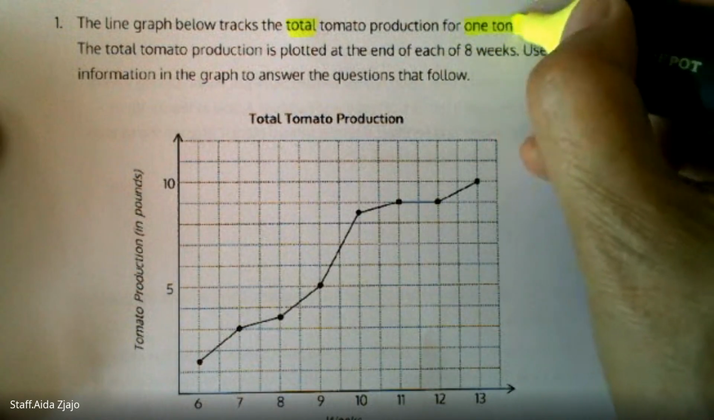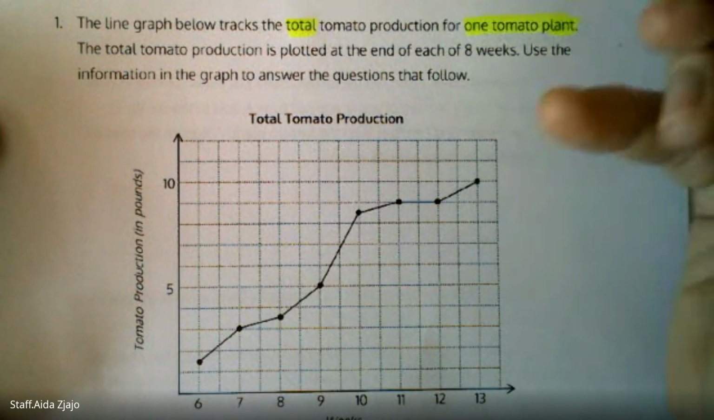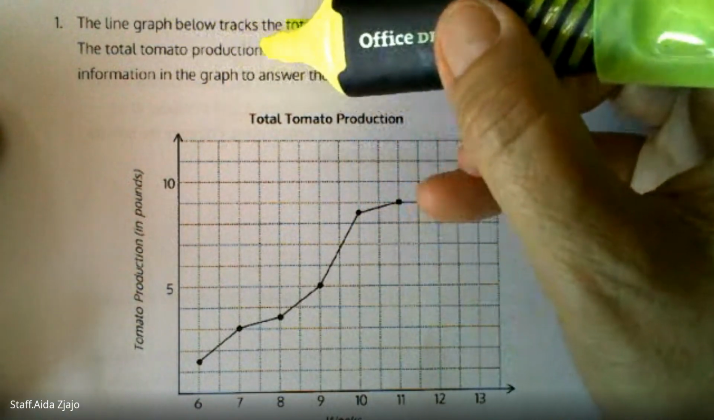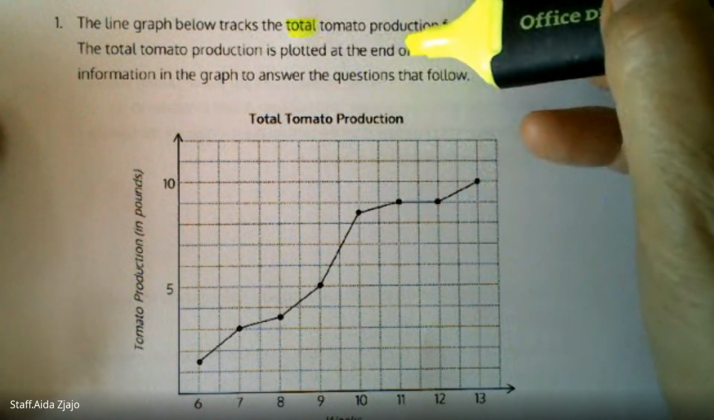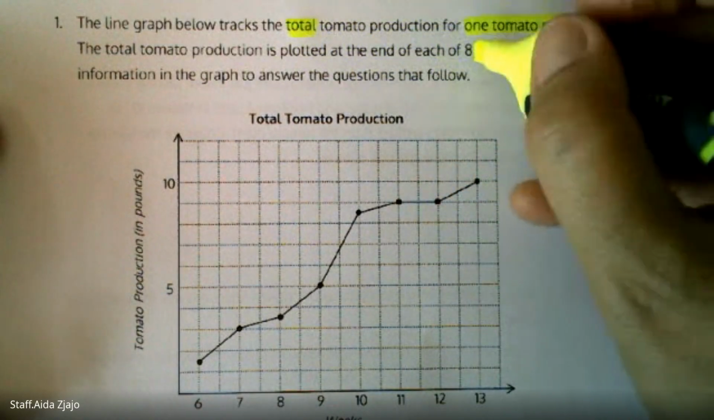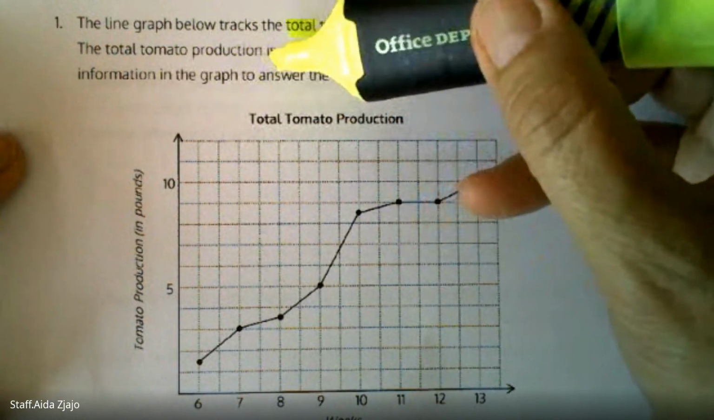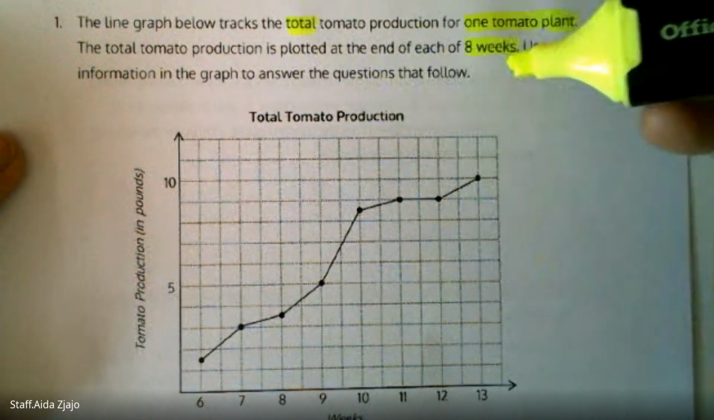So only one plant, how many tomatoes will it give us? The total tomato production is plotted at the end of each of 8 weeks. Use the information in the graph to answer the questions that follow.